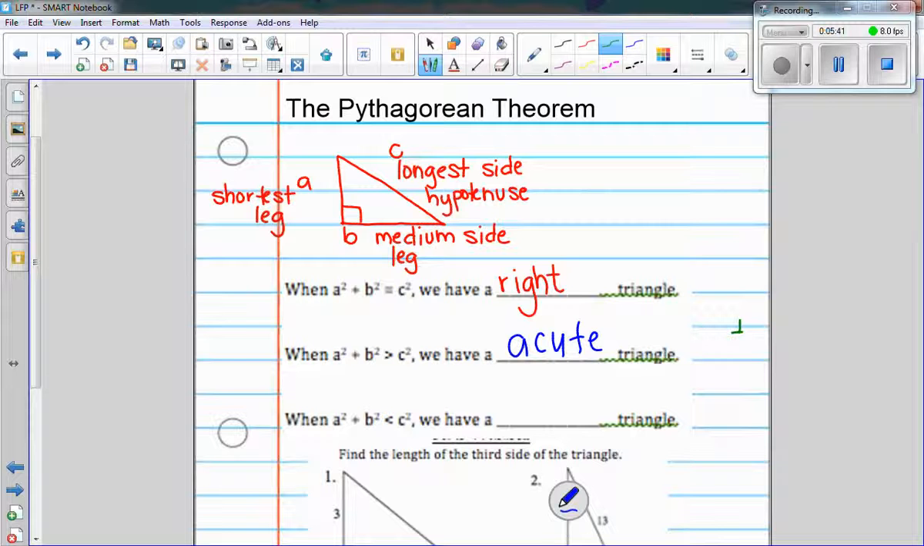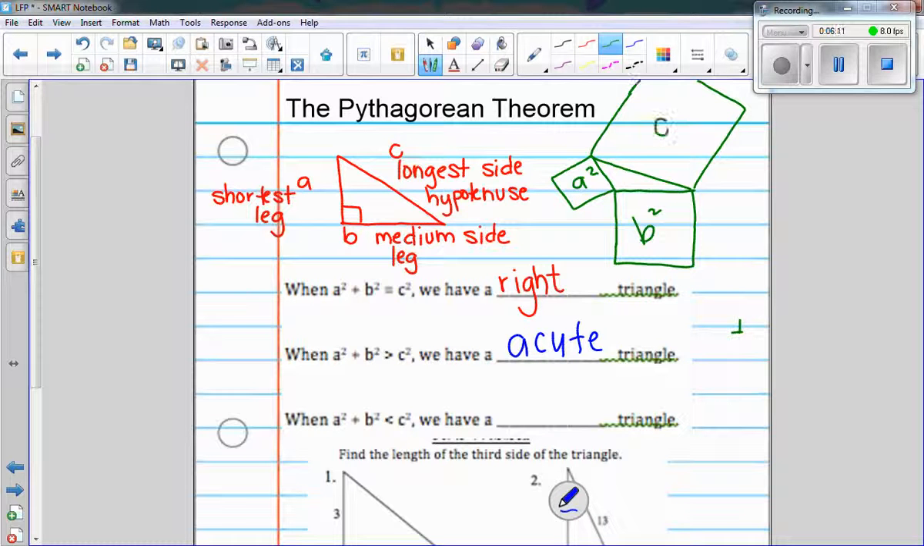If you have that a squared plus b squared is less than c squared, so you might have something that looks like this. And you have a squared plus b squared. I'm going to do my best to make a square rather than a rectangle. And c squared here, this is going to be gigantic. Okay, if that's the case, then you have an obtuse triangle.